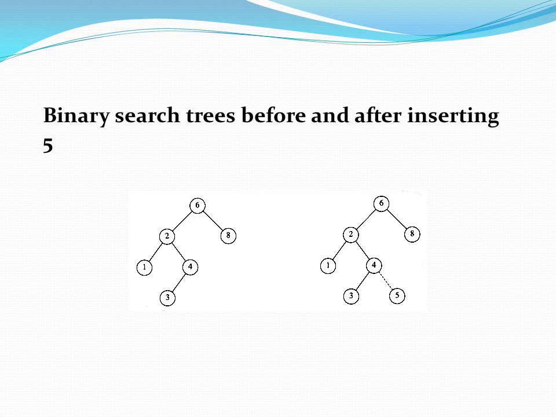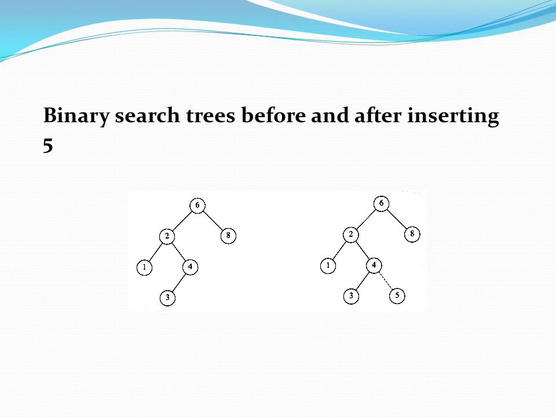In the left subtree, the root is 2. 5 is greater than the root value, so we have to insert it in the right subtree of 2. In the right subtree, 4 is the root. 4 is less than 5, so we have to insert it in the right subtree.